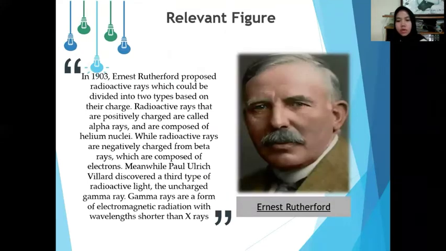Next is Ernest Rutherford. In 1903, Ernest Rutherford proposed that radioactive rays could be divided into two types based on their charge. Radioactive rays that are positively charged are called alpha rays and are composed of helium nuclei, while negatively charged radioactive rays are beta rays, which are composed of electrons. Meanwhile, Paul Ulrich Villard discovered a third type of radioactive ray, the uncharged gamma ray. Gamma rays are a form of electromagnetic radiation with a wavelength shorter than X-rays.